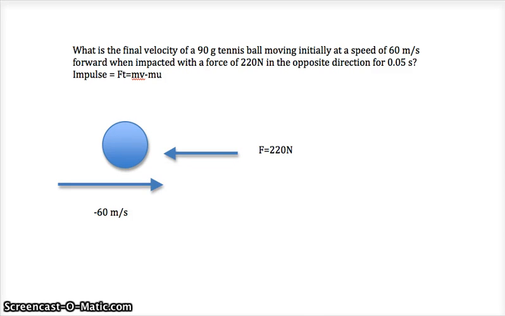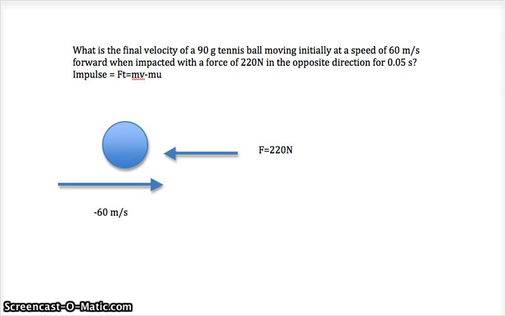Hi everyone. Today I wanted to work an impulse problem out for you because we don't have any screencasts of that yet. So this is an impulse problem concerning a tennis ball that's moving towards a racket or something. Here I've asked for the final velocity of a 90-gram tennis ball moving initially at a speed of 60 meters per second, and it's impacted with a force of 220 newtons in the opposite direction for a time of 0.05 seconds.